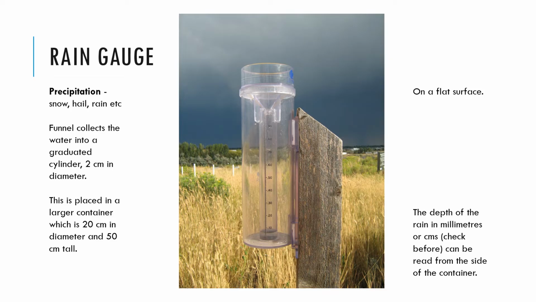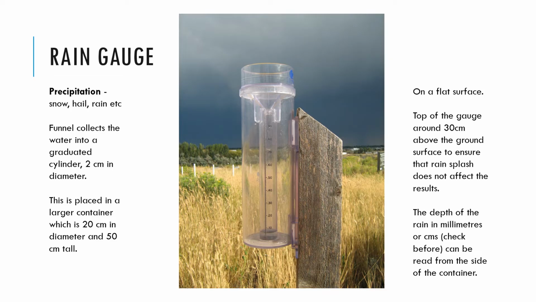It must be kept on a flat surface, obviously. And the top of the gauge needs to be around 30 centimeters above the ground to ensure that rain splash from the ground up does not affect the results. So these are the various factors of how you go about locating it. You can also see there in the image that it needs to be in an open space, so it won't be affected by any drips from leaves or anything like that.